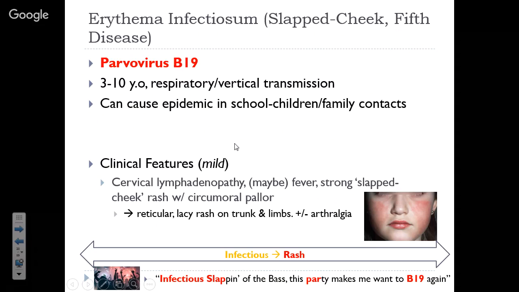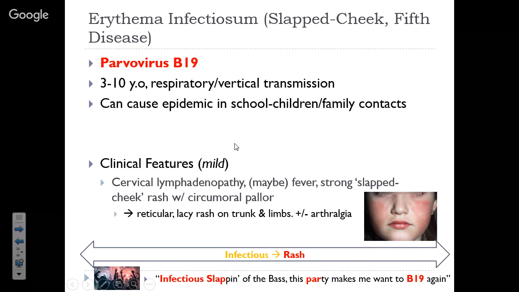Clinically, they might have some lymphadenopathy, might have a fever, and then you'll also get this characteristic slap-cheek red rash with, again, a ring of pallor around the lips. That rash can actually spread to the trunk and the limbs as well. And you might also get some joint soreness and muscle soreness as well. Generally infectious before they get the rash.